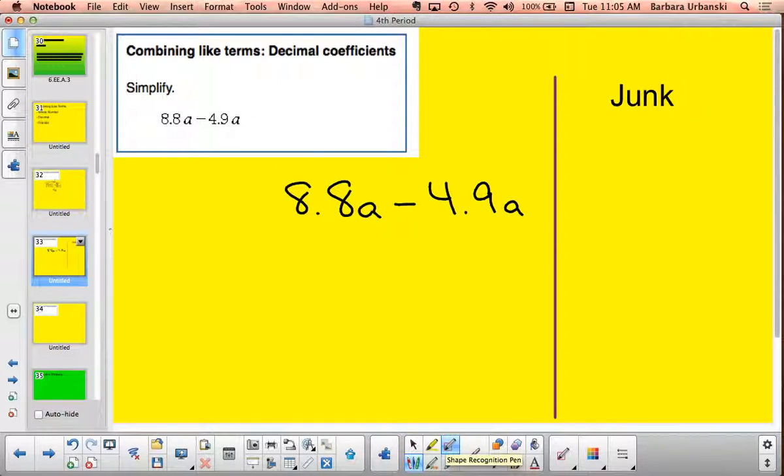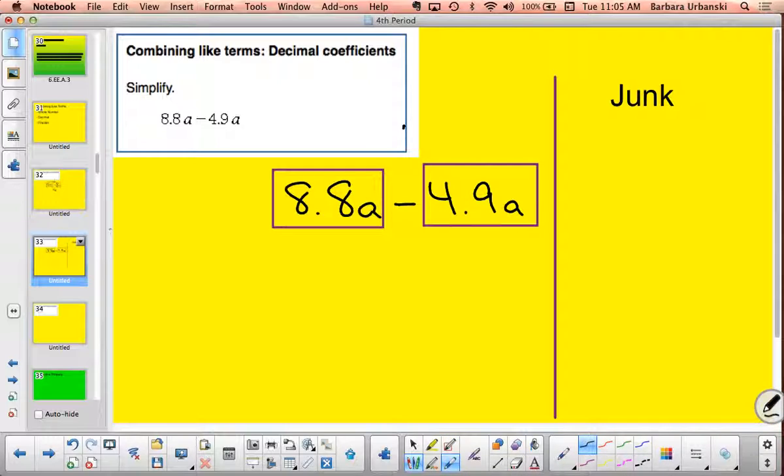I'm going to identify my two terms. I've got 8.8a. I've got 4.9a. Again, check your sign of operation. It's subtraction. Yes, they do have the same last name of a, so I can subtract. What's very important to remember is when you add or subtract decimals, you always line up the decimals. Just like money, you line up the decimal.